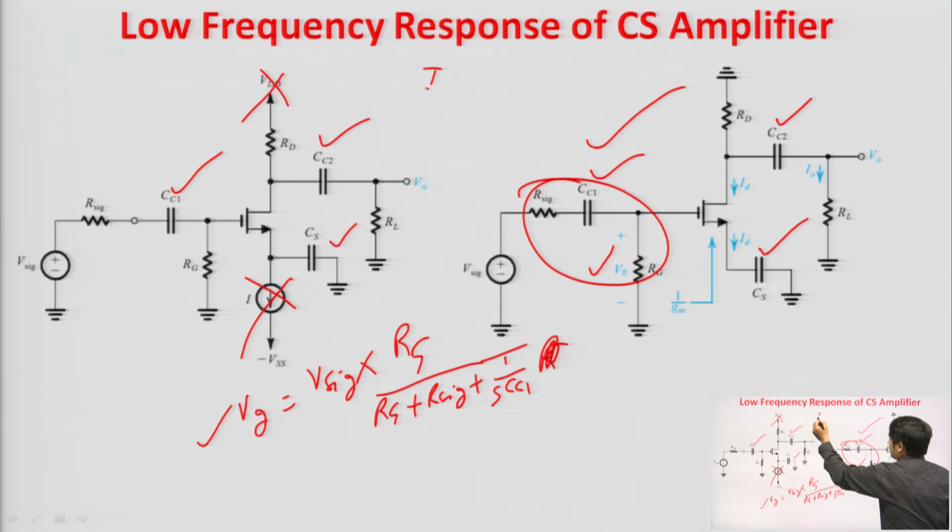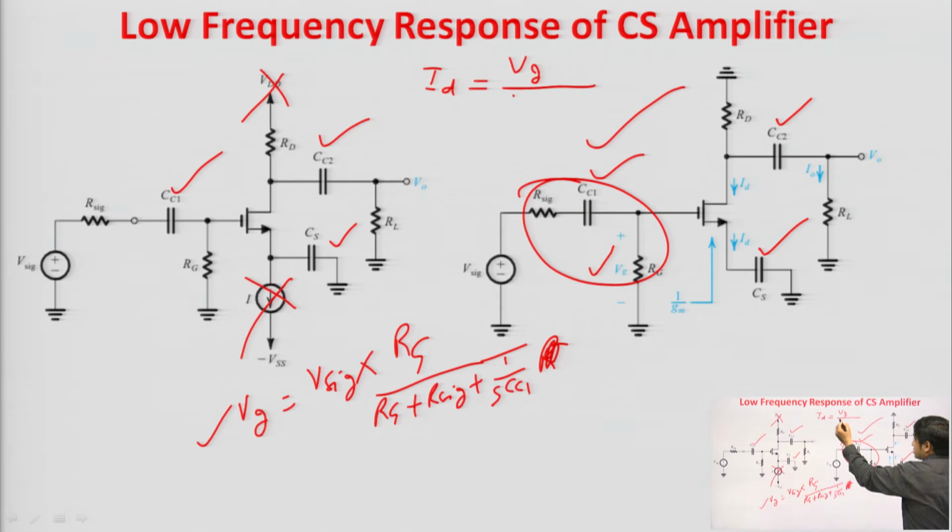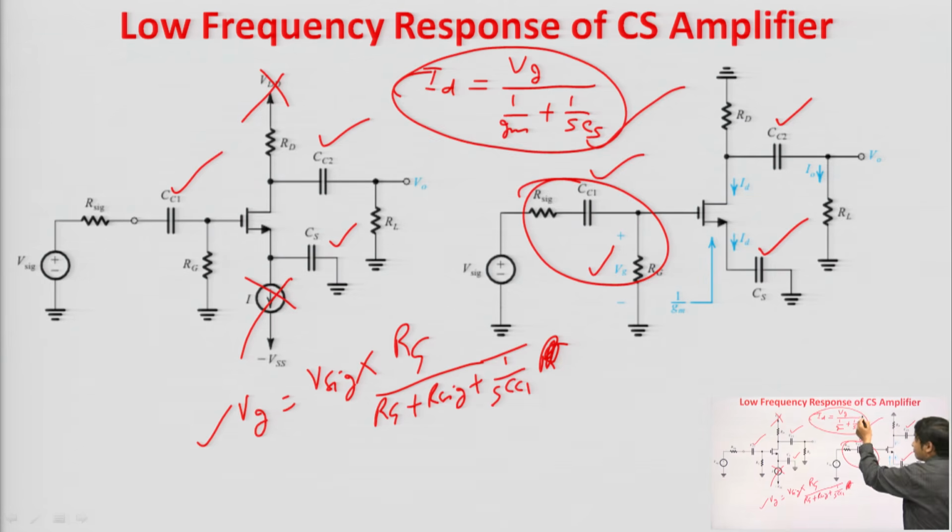The drain current ID will be equal to Vg upon the source resistance, which is 1 by Gm, plus the impedance of CS, which is 1 by SCS. This is the value of ID. From here we will get the second corner frequency, and the third corner frequency we will get due to this CC2. To calculate the third corner frequency, we will calculate the value of I naught. With the help of I naught, we will calculate the value of V naught. From there we will get the third corner frequency.